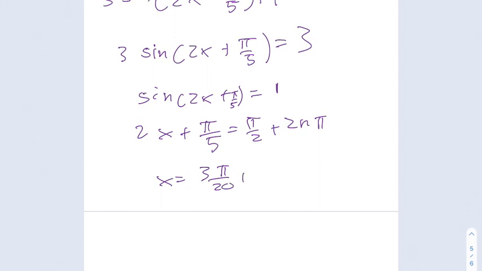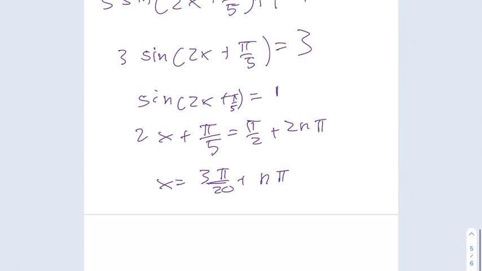Now when n was 0, x would be 3 pi over 20. So we want the next value of x that would give 1. So we let n equals 1. So then therefore x is going to be 23 pi over 20.